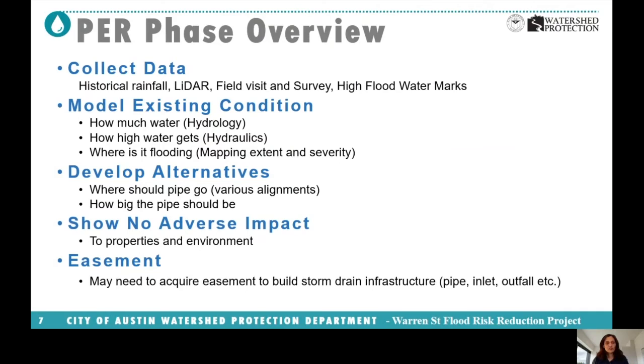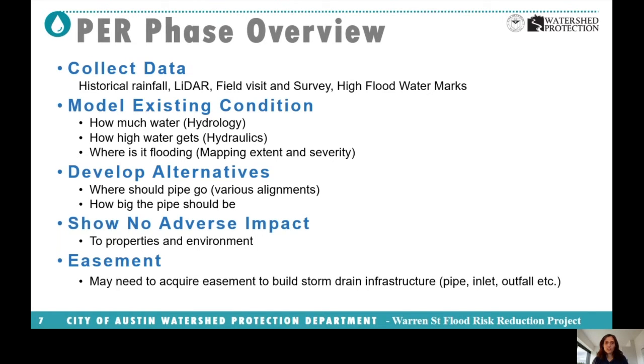So now I'm going to talk about the PER phase, the preliminary engineering phase, for this project in particular. So what all happens in this phase? The first step in this phase is to collect the data. So collecting historical rainfall data, LiDAR, which is the terrain data or the ground data, carrying out field visits and ground surveys to gather more data, looking at high flood water marks to see how the flooding is occurring or has occurred in the past.